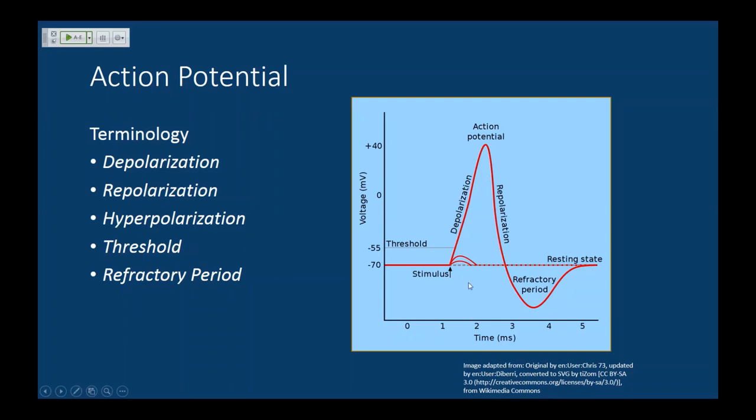Threshold, we're going to talk about in a moment, but threshold is the point after which that is achieved, the action potential is inevitable. Specifically, threshold must occur at the axon hillock. And refractory period, we're also going to talk about that a little more, but that's the point in time where a new action potential can't be generated because of the physiology of the ion channels themselves, and we'll go over that.